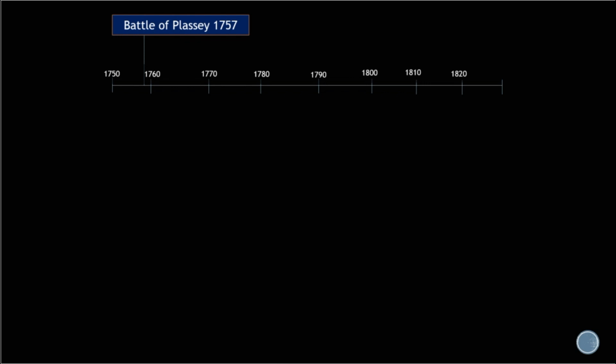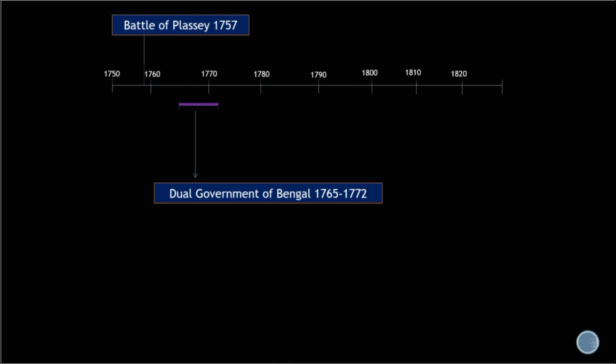I have told you in my earlier video that whenever we study any event in history, we shall not study it in isolation. I will emphasize the same today in this video. Every event has certain backward linkages and forward linkages that help us to understand the event in totality. Today, we are going to understand the dual government system of Bengal that existed from 1765 to 1772.